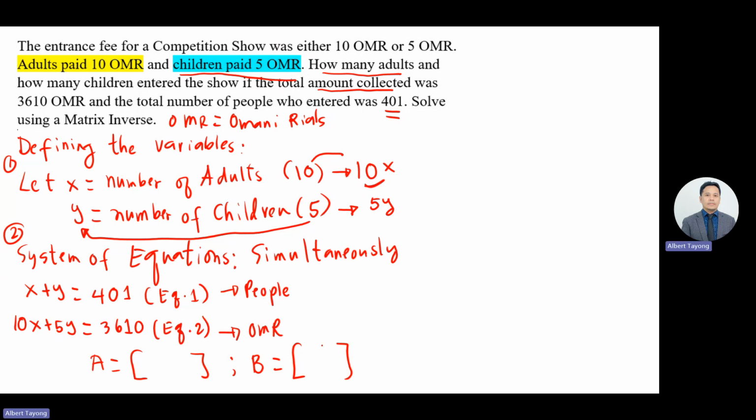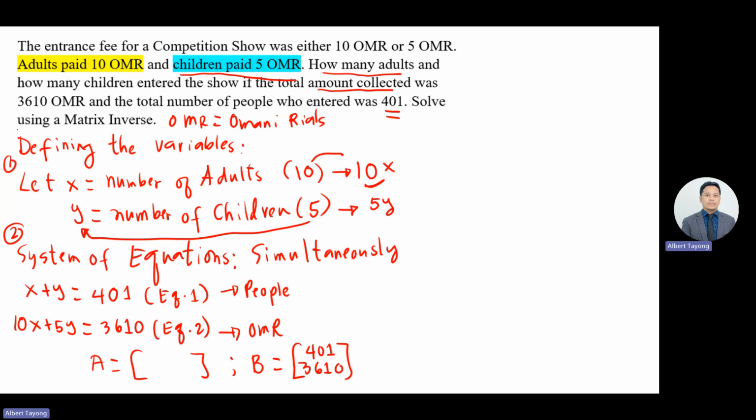Now, matrix B is very simple. These are the values after the equal signs. So the first value after the equal sign is 401, and the second one is 3,610.